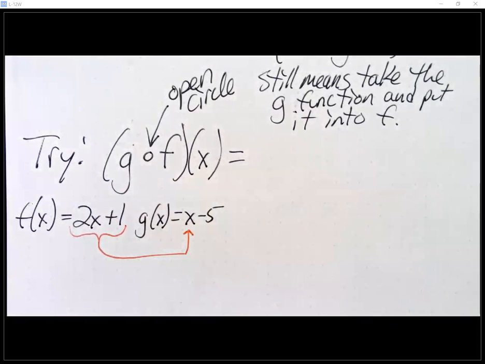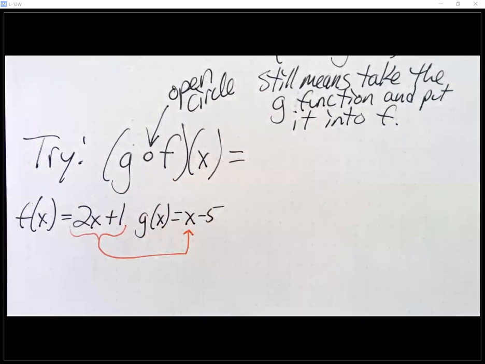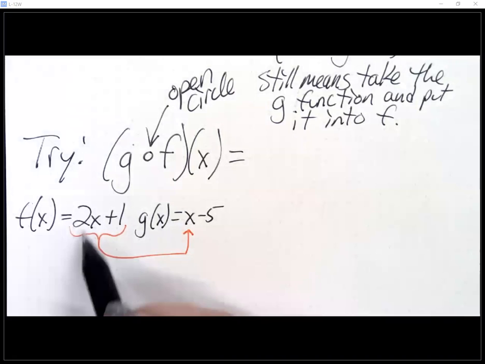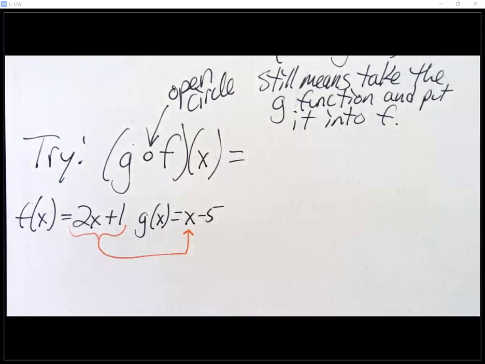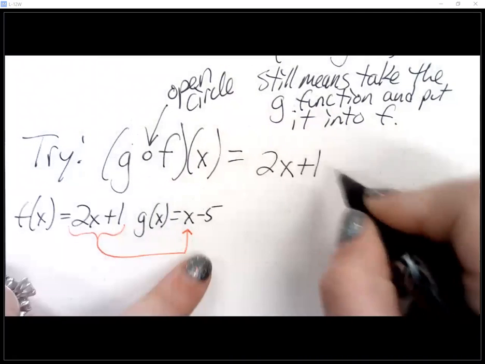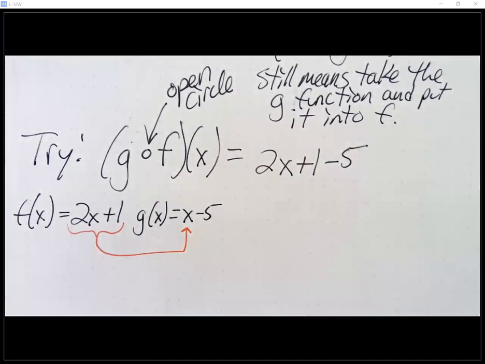Jimmy, go ahead. I was just going to ask if you're putting an F in where the G of X is. Yes. So I replace that one with everything that's there. So when I do that, it should look like this: 2x plus 1, and then I have that minus 5. Does that make sense? And now I just simplify, so that's 2x minus 4.